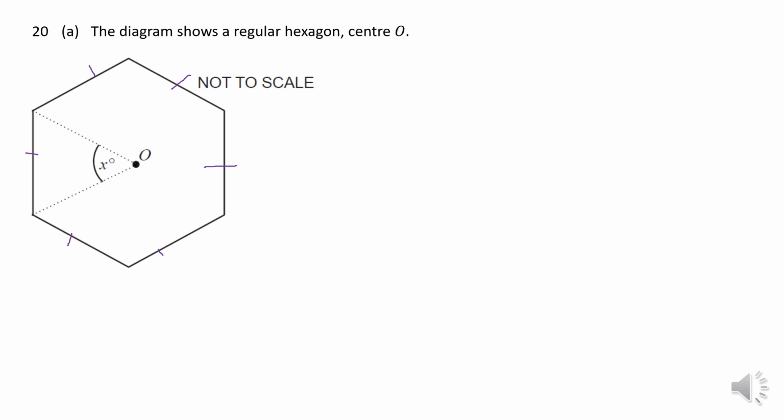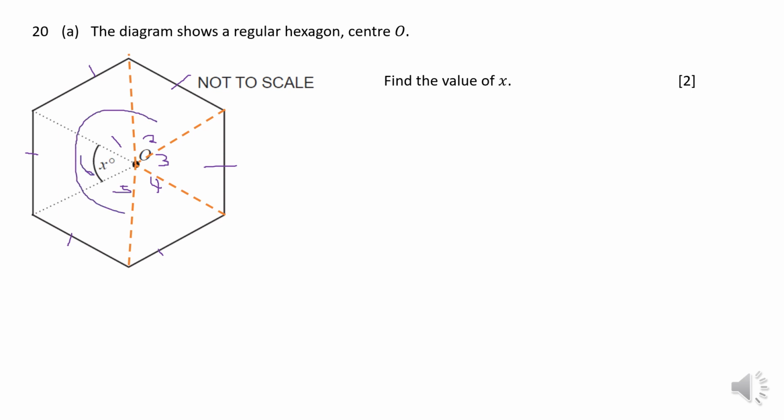Very important they give you information, because if you were asked to find the value of x, you will realize that if I draw lines coming from the center, I can get 6 of this. 1, 2, 3, 4, 5, 6 identical, and these whole angles must add up to 360 degrees. So simply I will divide 360 by 6, and that tells me what each angle is equal to.